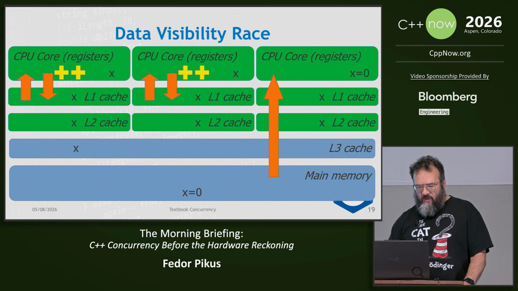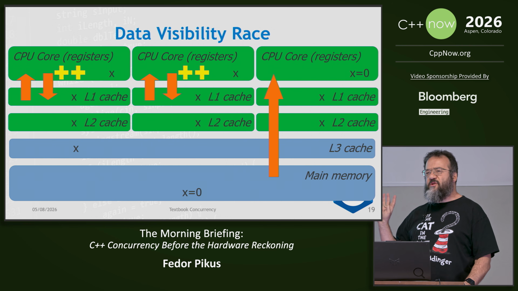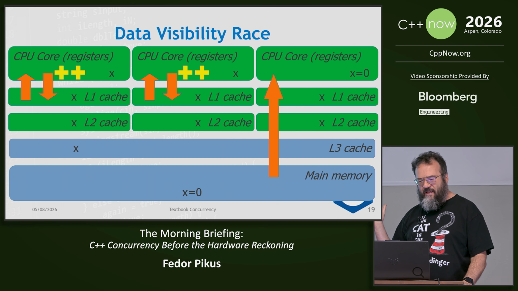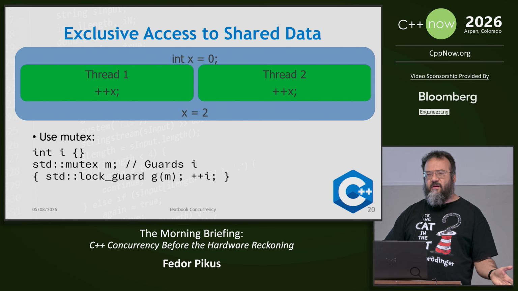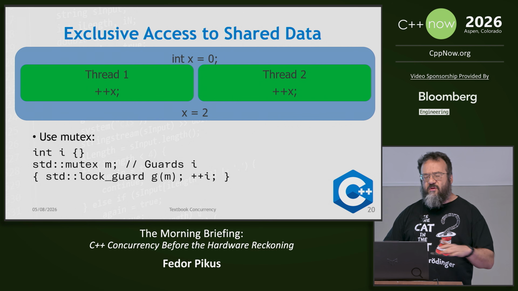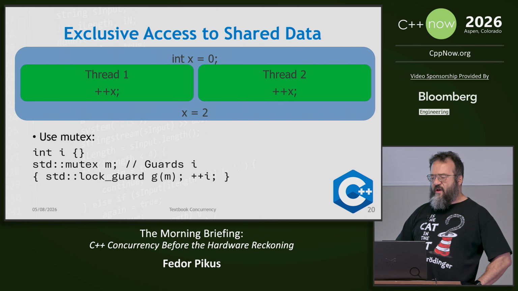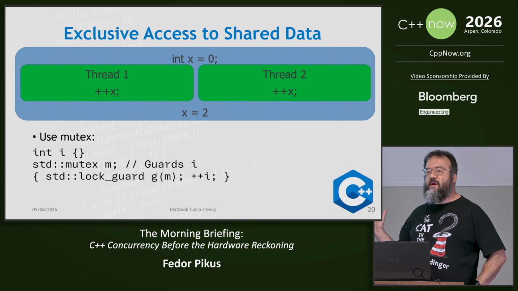Now, at the same time, there is also another component to the question of visibility. So let's say we have a third core that is observing things. What is it going to see? Well, without atomic guarantees, it can see anything. It could observe the 1, it could fail to observe 1 and observe the 2, anything's possible. All right, so here is your exclusive access to shared data. You put the mutex on it, you guard your increment with the mutex. This is correct, this works.